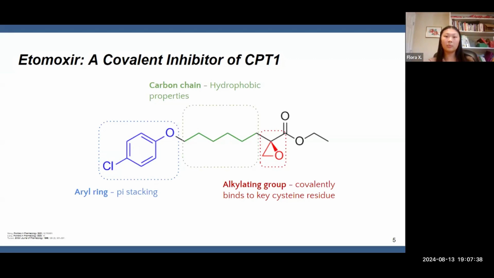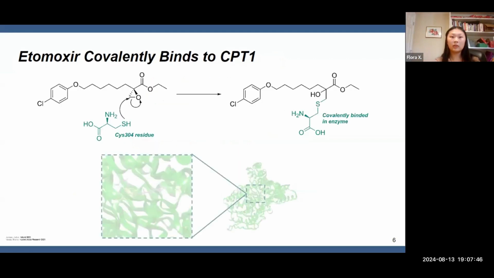This alkylating group binds to the cysteine residue in an irreversible fashion. Here you can see how the cysteine 304 residue binds to etomoxir covalently. The thiol on the cysteine 304 residue is the nucleophile in this group, and it performs the SN2 type reaction, where it fills the sigma star orbital between the CO bond, where it then breaks this bond and then forms this molecule that's covalently bound in the enzyme.